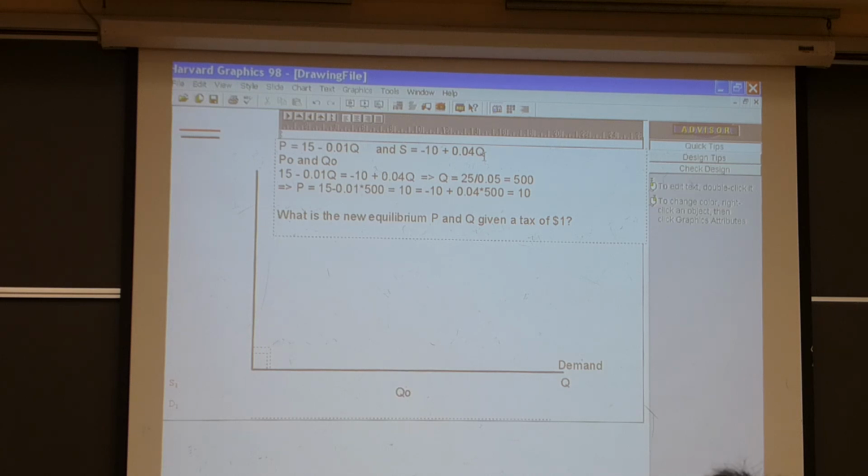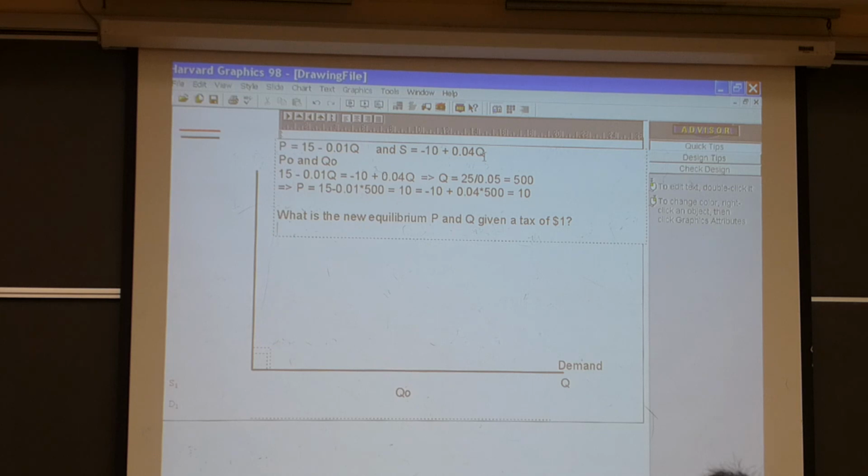But for you, how are we going to do this? How are we going to figure it out? We know the demand is the same and the supply changes. How does the supply change? As an equation, how does the intercept change? Does it decrease? It's a tax, so we add $1 to the supply function and it shifts up by 1. So just add 1, right?